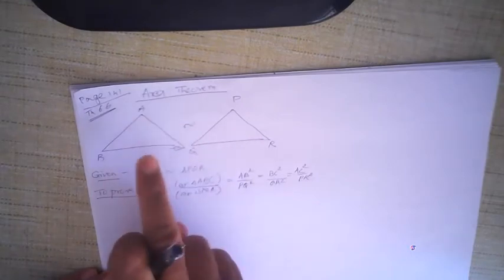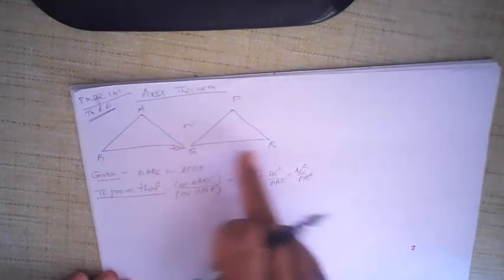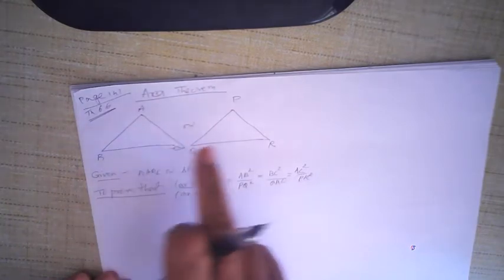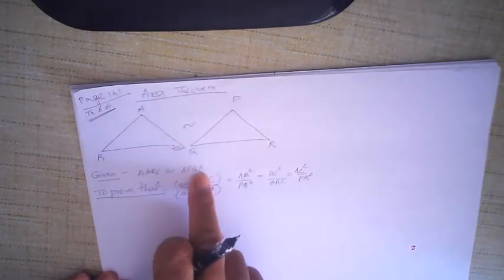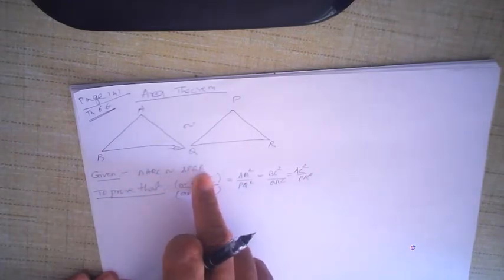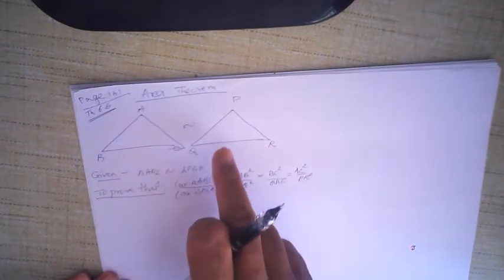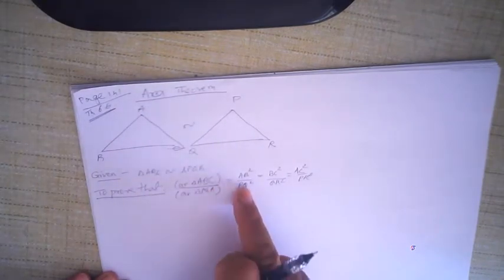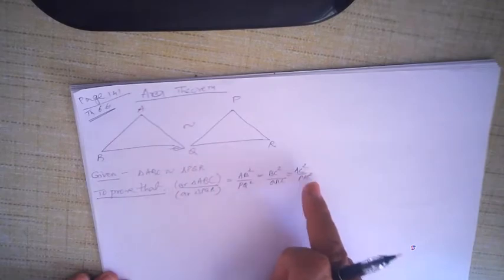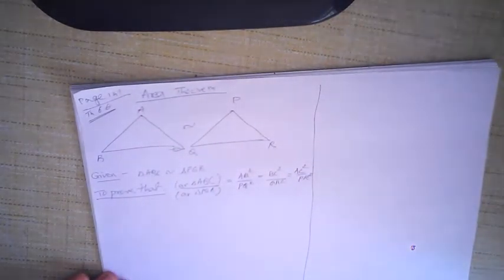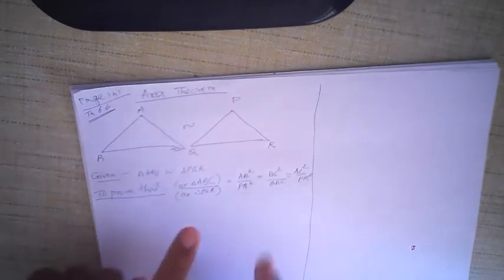See, I've taken triangle ABC, triangle PQR, and I put the similarity sign in between them. It means these two triangles are already given as similar. We are given the triangle ABC is similar to triangle PQR. So the ratio of the areas of two similar triangles is equal to the ratio of the squares of the corresponding sides. This is what you have to prove.